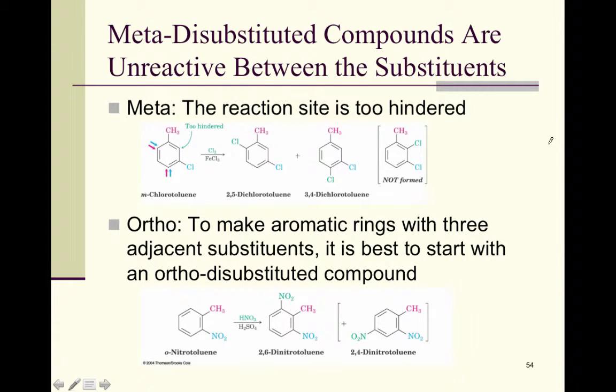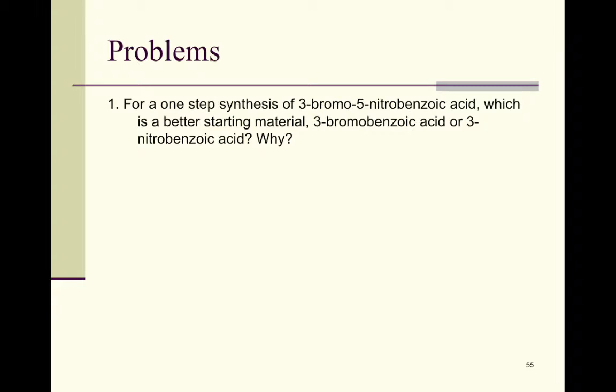So when you're figuring out where the third guy can go, it can never go in between the two metas that's already there. So how do you make an aromatic ring with three adjacent substituents? Well, you'd have to plan ahead and start off with the 1-2 situation, not a meta. You'd start off with an ortho and then bring on the third thing based on what kind of directing influence you have.